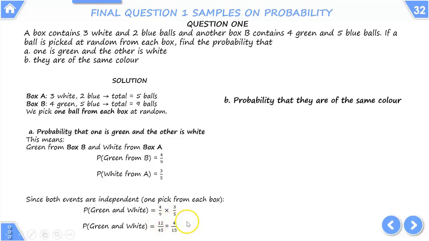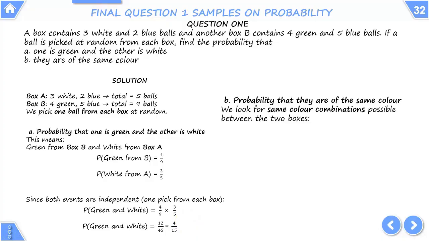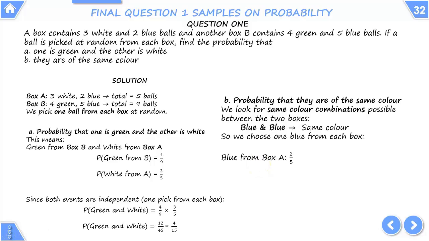Now let's move on. Probability that they are of the same color. So we look for the same color combinations possible between the 2 boxes. The only same color we can have here is blue and blue, picking a blue from box A and picking a blue from box B. That's the same color we can choose from 2 particular events from different boxes. We are not choosing from the same box, mind you, different boxes. So we choose one blue from each box.